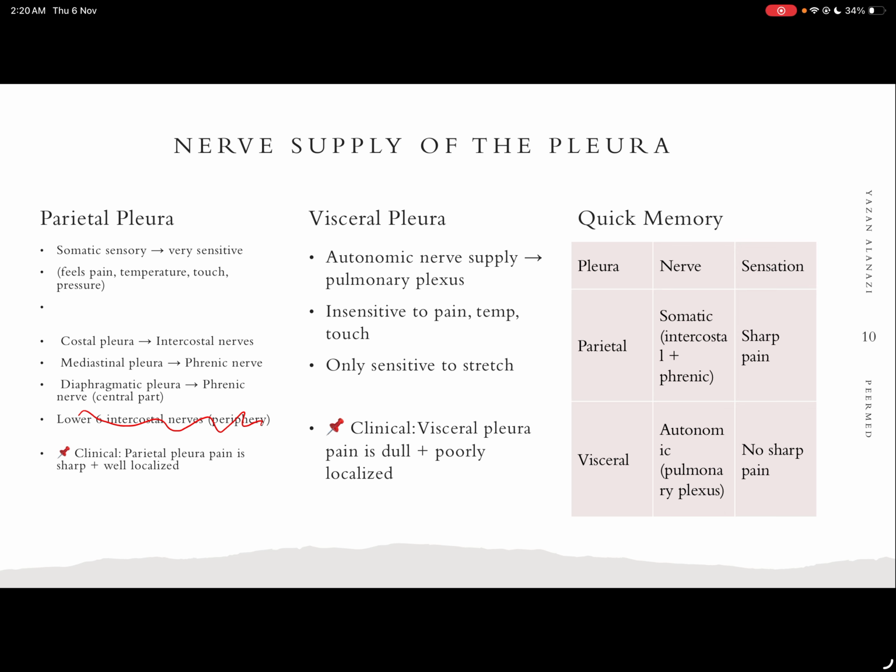The clinical reason is that when we have visceral pleura problems, we can only poorly feel the pain. We don't feel the pain directly as much as with the parietal pleura. So I've attached a quick memory aid here for you to understand which nerve supplies the parietal and the visceral pleura, and the sensation. Here we have a big sharp pain. And here there is no sharp pain because it's visceral, it's inside.